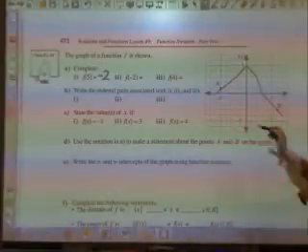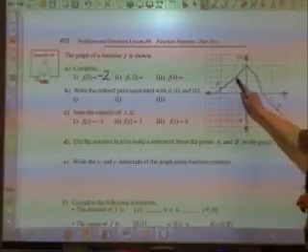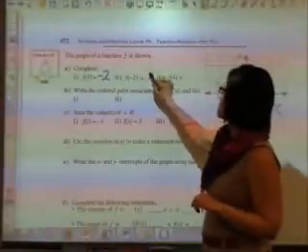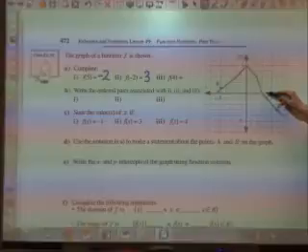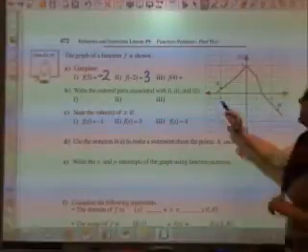So f of -2, when x equals -2, what does the function equal? The function equals 3. f at 4, when x is equal to 4, the function is at negative 1.